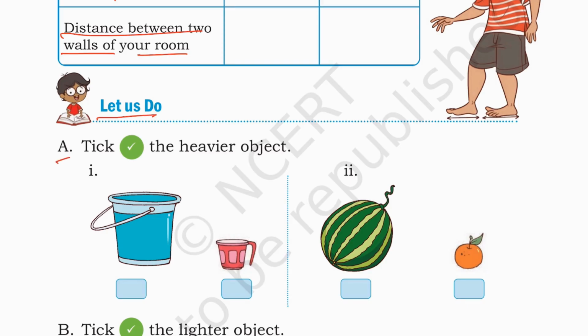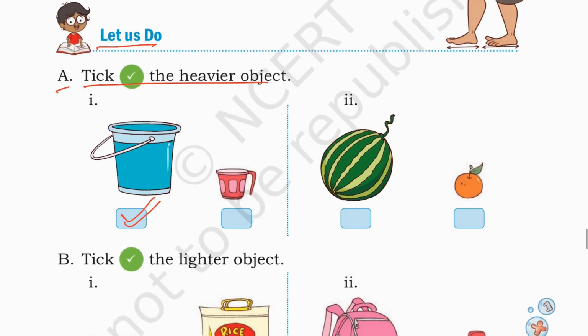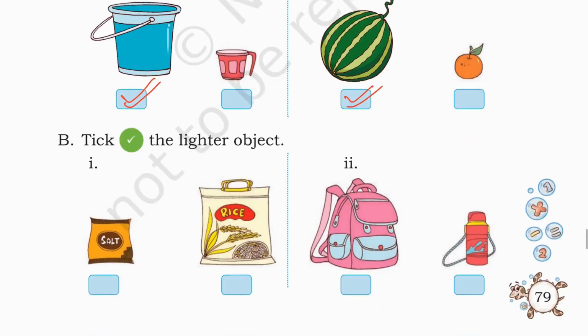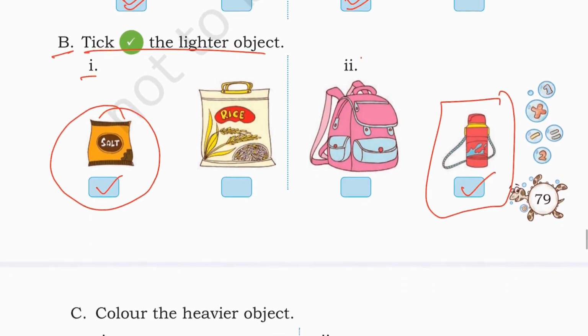Let us do. A, tick the heavier object. This is heavier because it is a bucket. Okay, this is heavier because it is a watermelon, and the other is an orange, the other is a mug. B, tick the lighter object. Salt is lighter. You can tick here. Tick the lighter object. This bottle is lighter. You can tick on this.